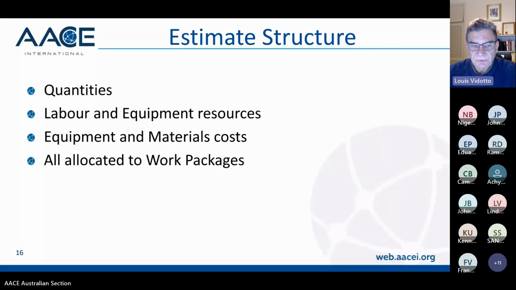So the schedulers need to know how many man hours are going to be on the job so they can actually do the resource curves. The schedulers also need to know what the quantities are so they can do their commodity curves and know that they have to install X number of meters of pipe per month in order to meet the milestones.